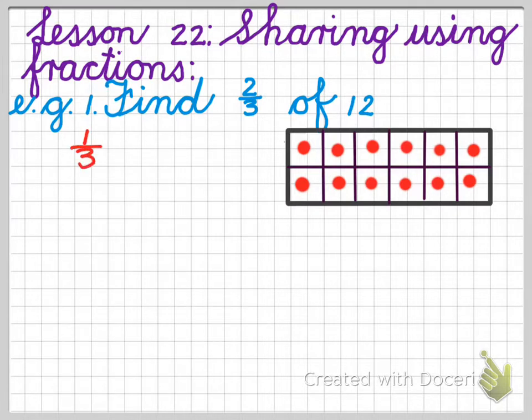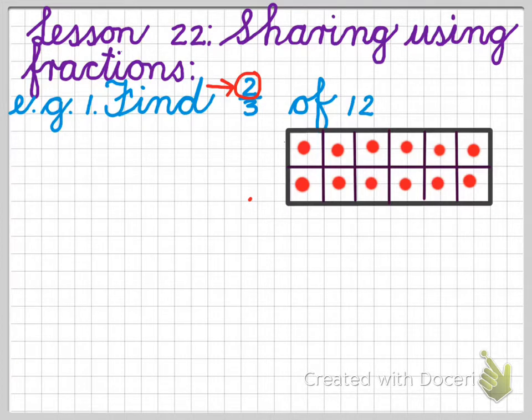We found out maybe what 1/3 of 12 is. Maybe we found out what 1/5 of 15 is. Or maybe we found out what 1/6 of 24 is. But nowhere did we go to a numerator that was more than 1. So now what we're going to do is exactly that. Today we're going to find 2/3 of 12.